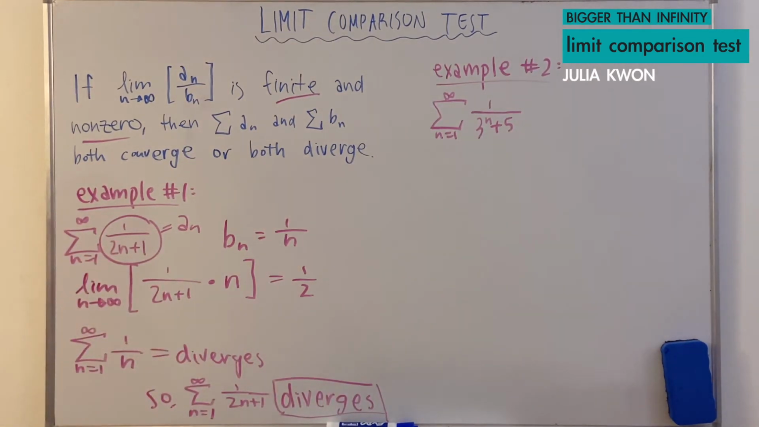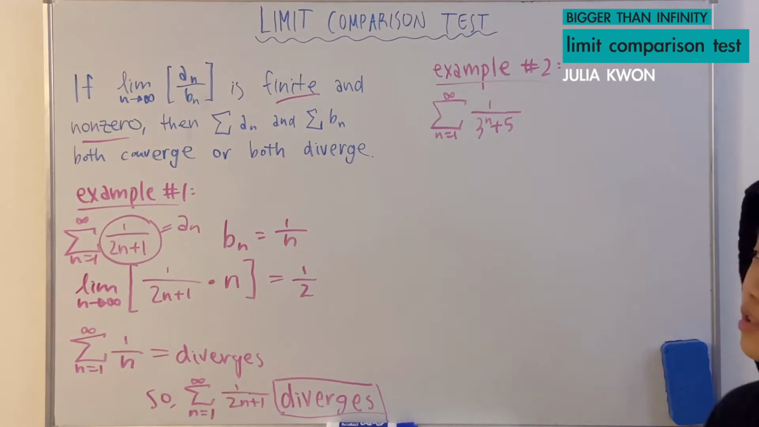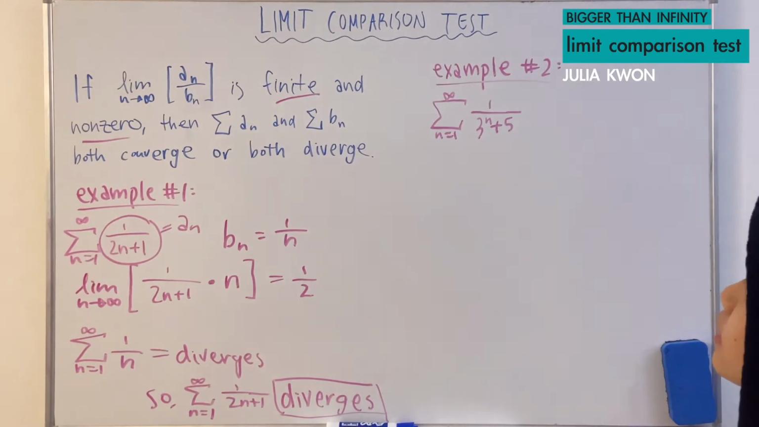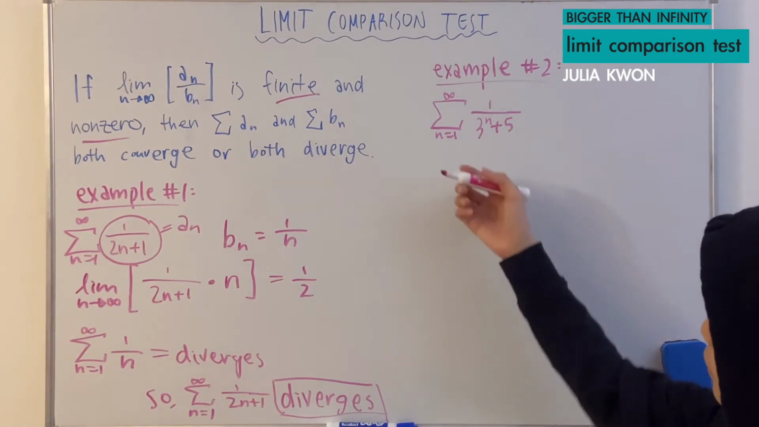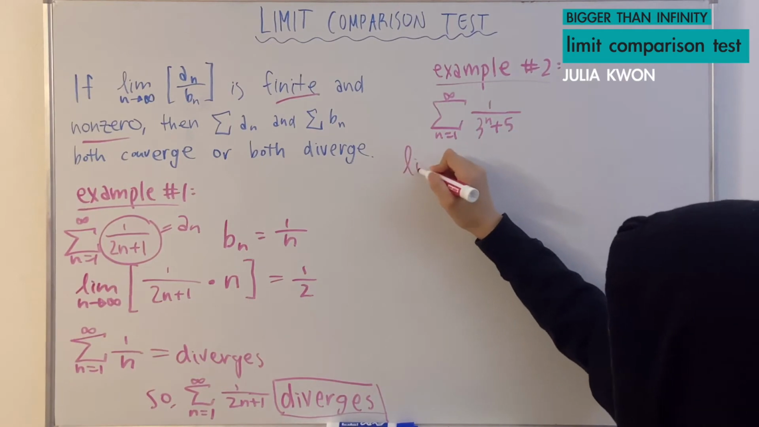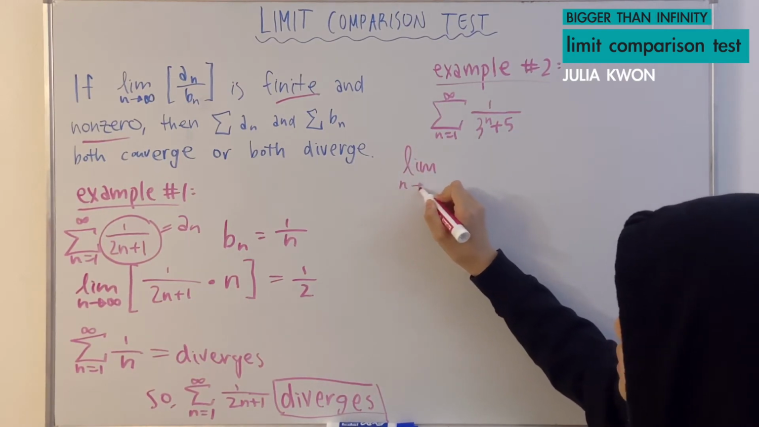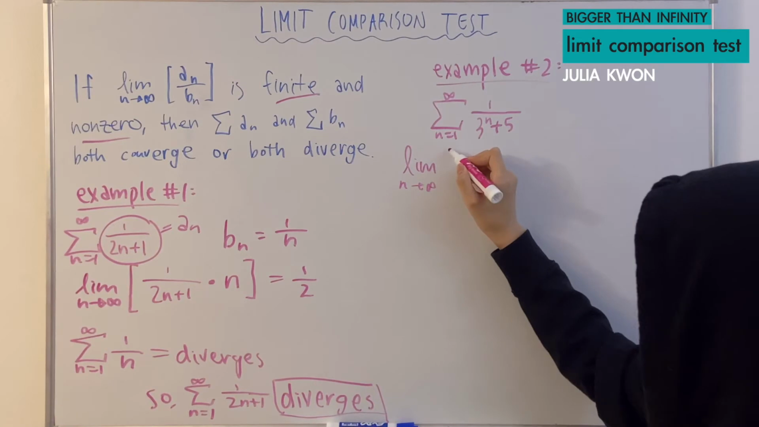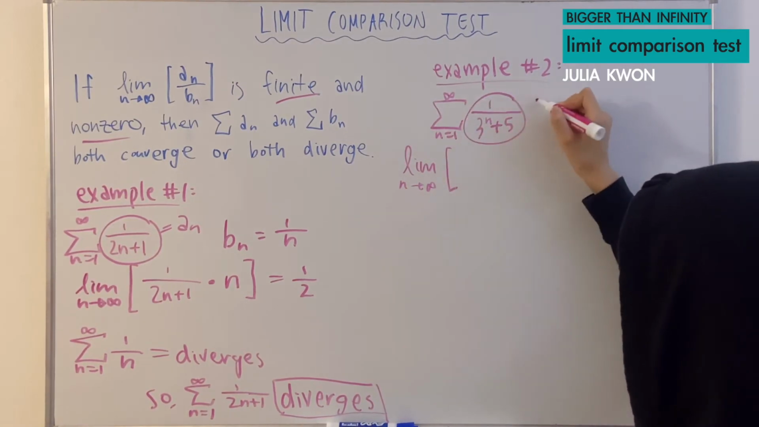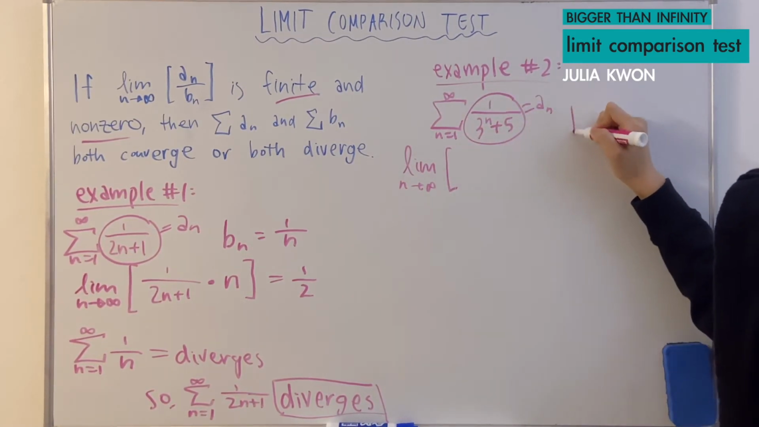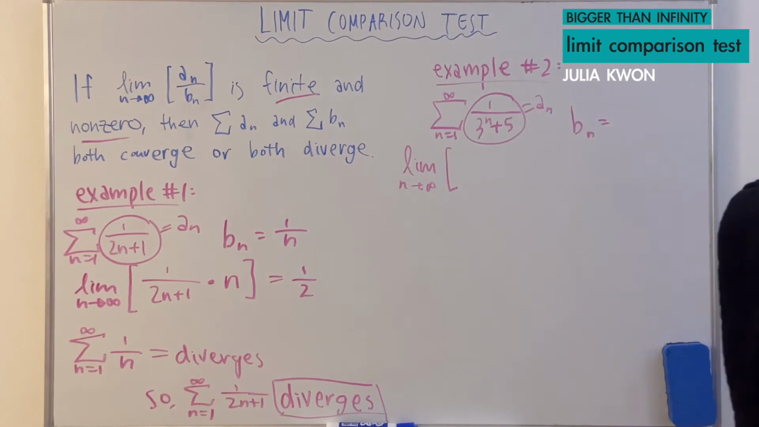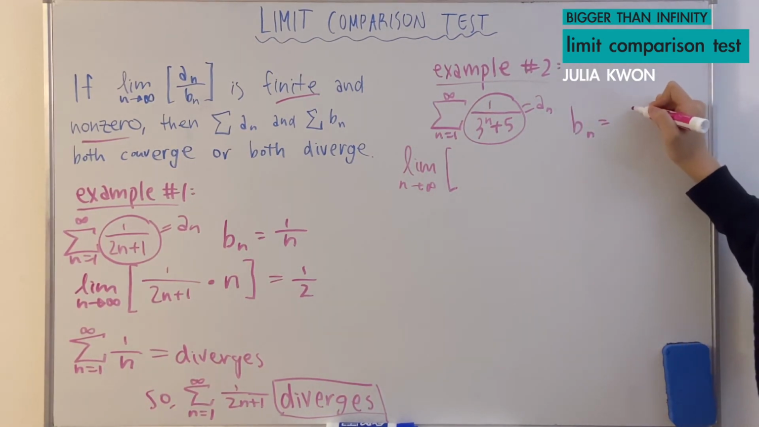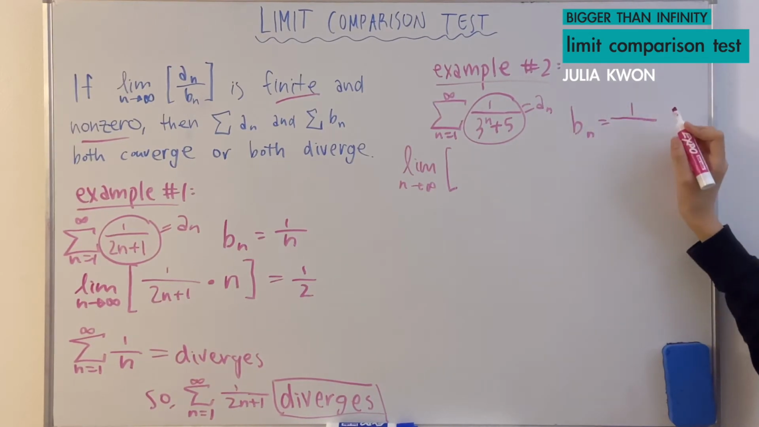Now I'm going to solve example number 2. We have the infinite series 1 divided by 3 to the power of n plus 5, and if we use the limit comparison test, then we would have the limit as n approaches infinity of a sub n, and b sub n is the simplified version of a sub n. So our b sub n would be equal to 1 divided by 3 to the power of n.